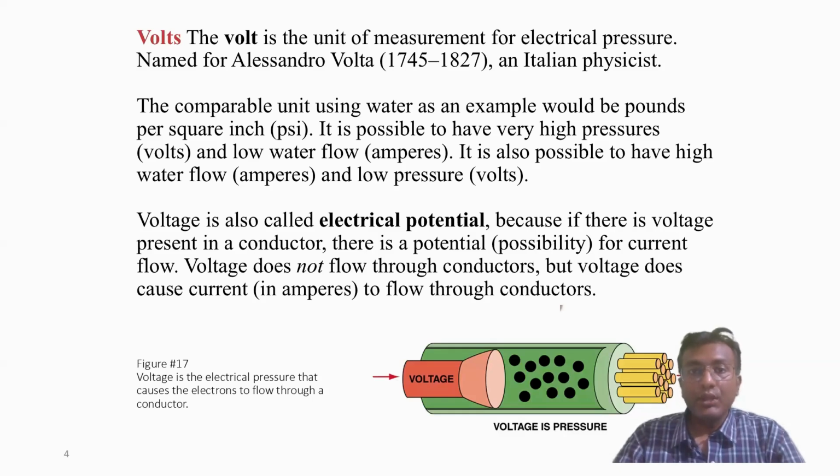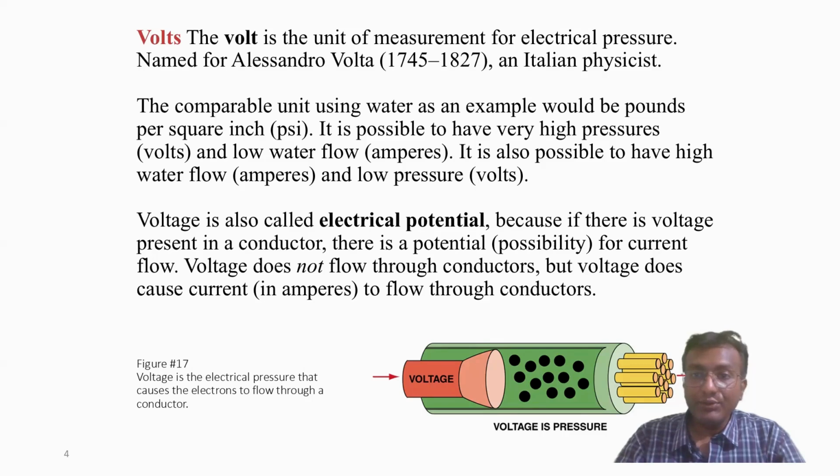Volts. The volt is the unit of measurement for electrical pressure and is named after Alessandro Volta. He was from 1745 to 1827. He was an Italian physicist. Using water as an analogy, it is comparable to pounds per square inch, that is psi. It is possible to have very high pressure, that is volts, and low water flow, that is amperes, or high water flow, that is amperes, and low pressure, that is volts.